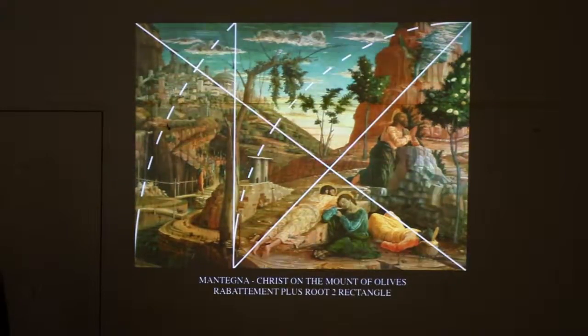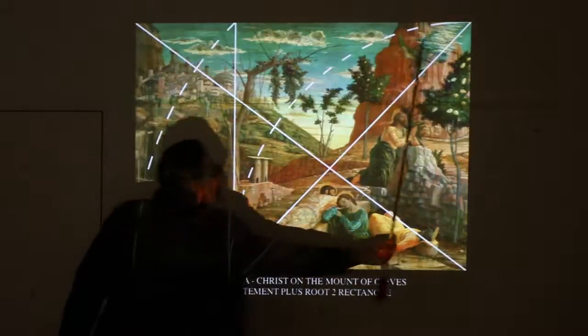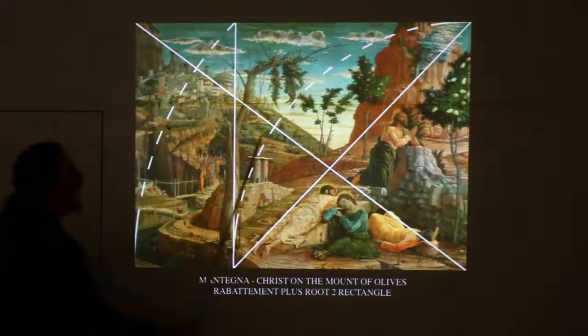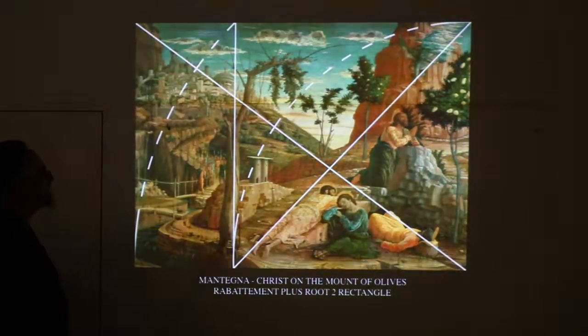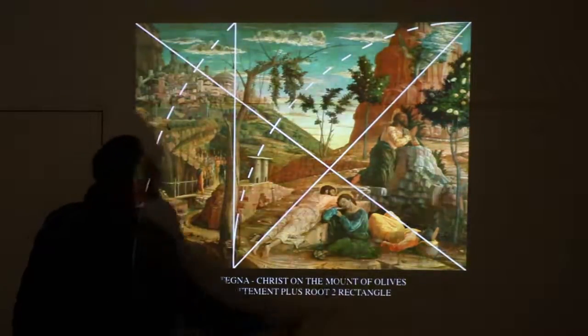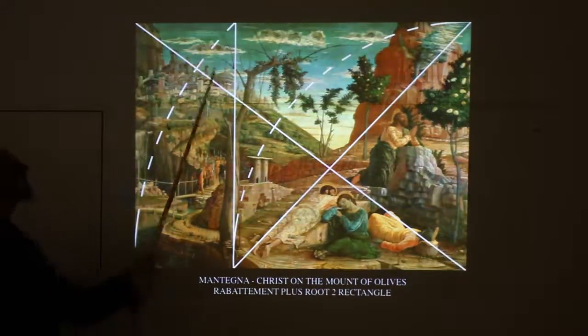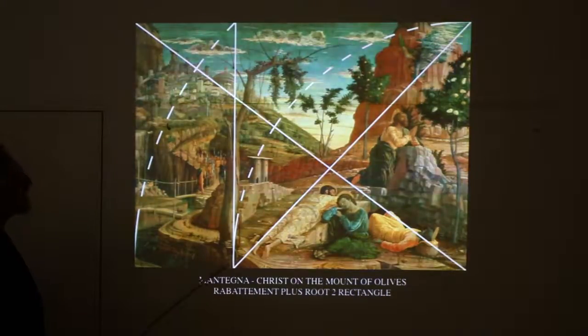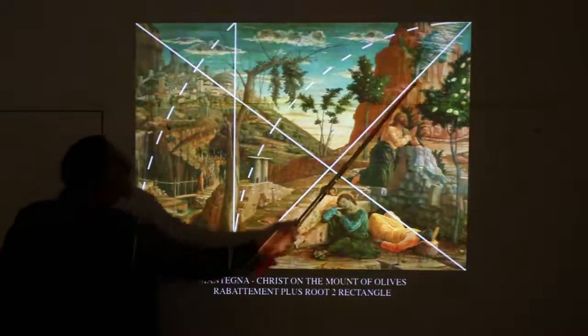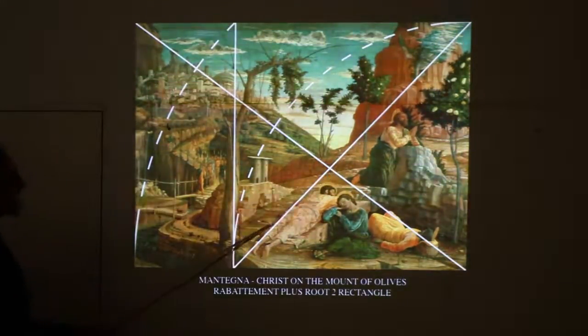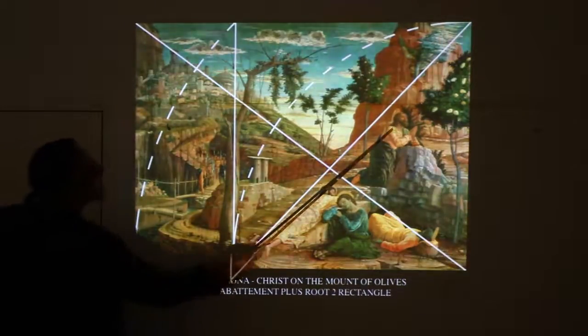This is one that I kind of discovered on my own, just as I looked at it and thought about it. Sure enough, I tried the rabattement. You fold it down, and it ends up creating a square right in here. So great, I have my square. And with that square, I can then put a diagonal, and sure enough, that diagonal seems to give us the direction for this apostle sleeping and so on, as well as Christ this way.